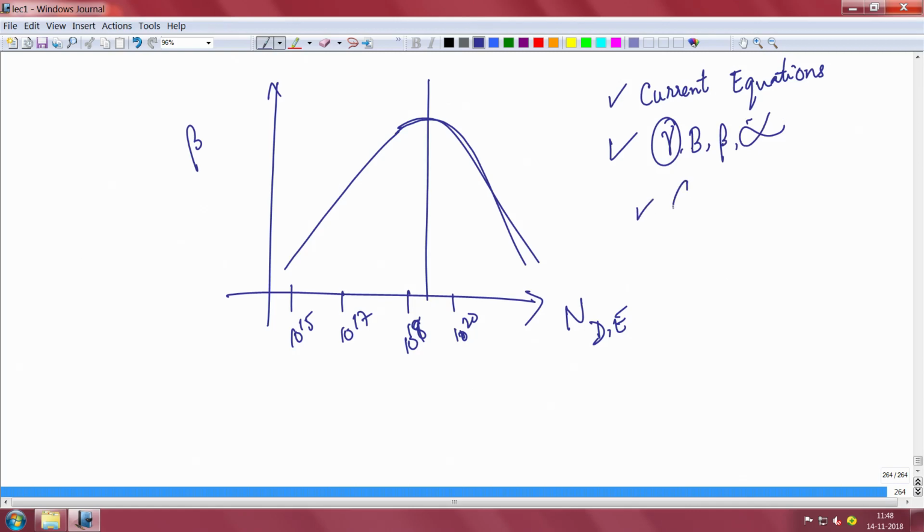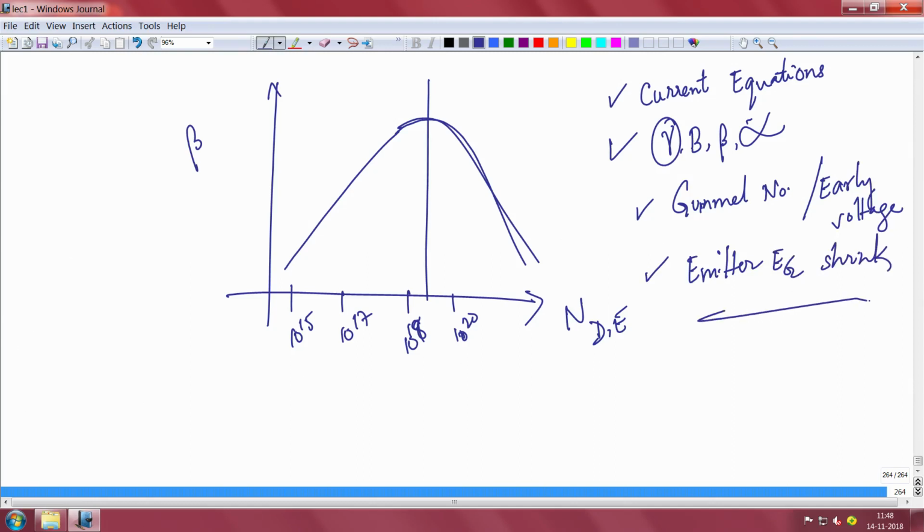We have studied the Gummel number, right? We have studied the Gummel number, and the early voltage, how important they are in a device. We have studied emitter band gap shrinking effect, right. So, we have studied most of the things that are required to understand the working of a BJT, right. So, the next thing that now we have to do is to study the delay.